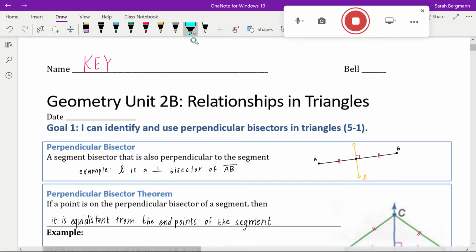Welcome back, everyone, and welcome to Chapter 5. This is Unit 2B, Relationships in Triangles.